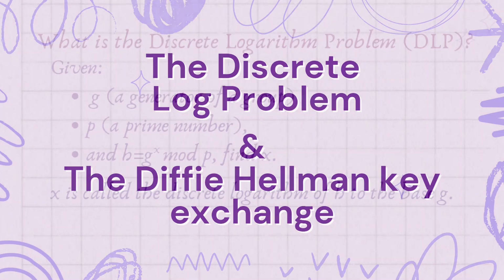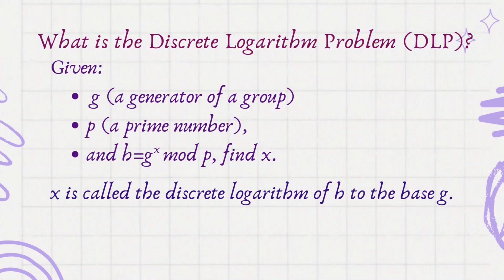What is the discrete log problem? This problem gives us three pieces of information and asks us to find something. A particular prime number P is selected and G is a generator of Zp star. They also give us G to the power of X mod P. So they've given us P, the prime number, and G, the generator that we're using in this Zp star. Zp star can have multiple generators, but we're specifying which generator we're using.